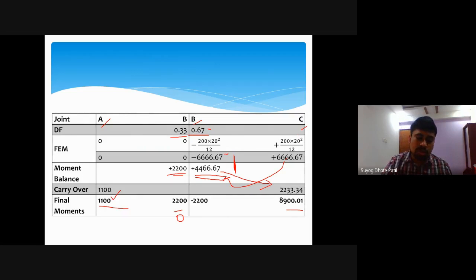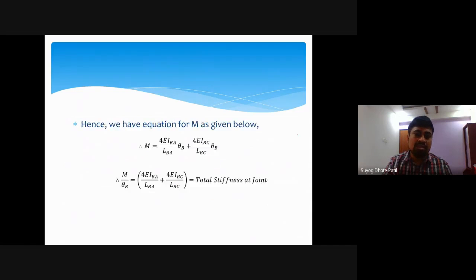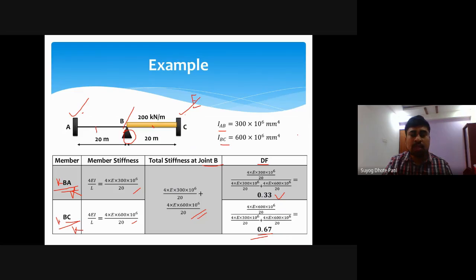So this is the simple numerical using the moment distribution method. Another numerical, a frame numerical, we can solve by this moment distribution method or the slope deflection method. This is the very first lecture on MDM and the slope deflection method. That's why I have taken a simple continuous beam having two members and three supports. We have analyzed one continuous beam with the slope deflection equation as well as MDM.